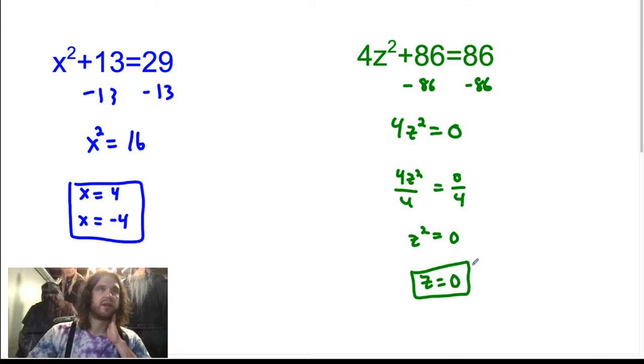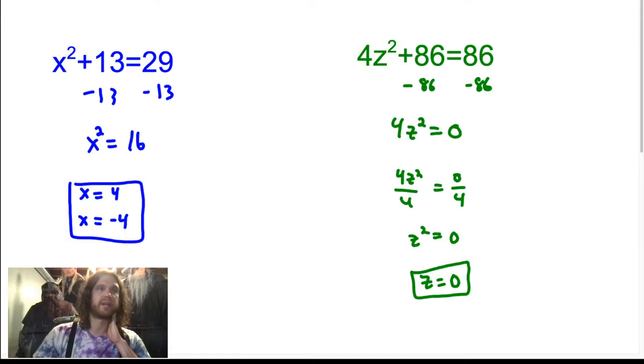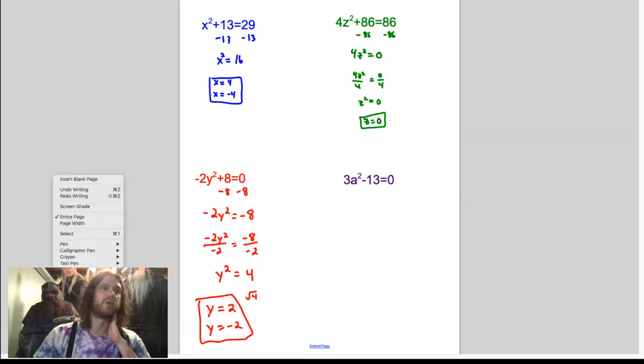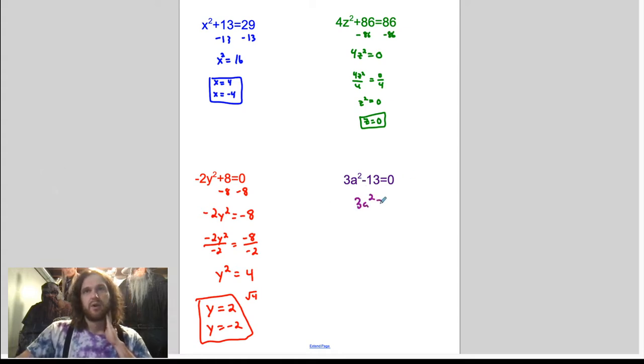Fantastic. So there are situations in which you'll get two solutions, and there are situations in which you'll get one solution. Let's go back down. Sorry, I pressed the wrong button. Spoiler alert. Okay, this one is a little bit different. Almost the same. We're going to add 13 to both sides. We're going to divide by 3, so we'll get a squared is equal to 13 divided by 3.